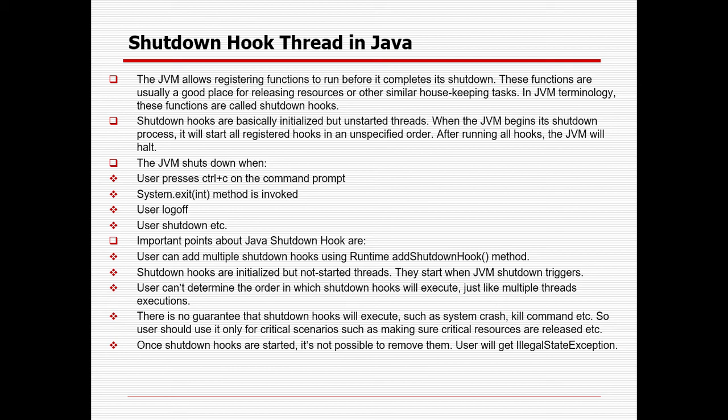There is no guarantee that a shutdown hook will execute, for example in case of a system crash, kill command, etc. Sometimes you add multiple shutdown hooks, but there is no guarantee that a shutdown hook will always run. In case of a system crash or kill command, obviously the shutdown hooks can also fail. But for critical scenarios, you should use shutdown hooks so that interruption can be avoided and your program runs without failure. The probability is that it will run, but in any unspecified order.